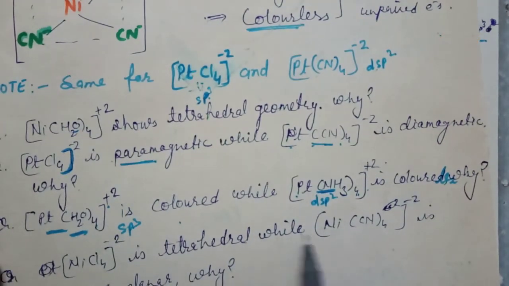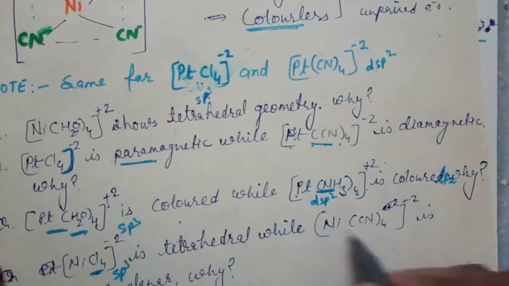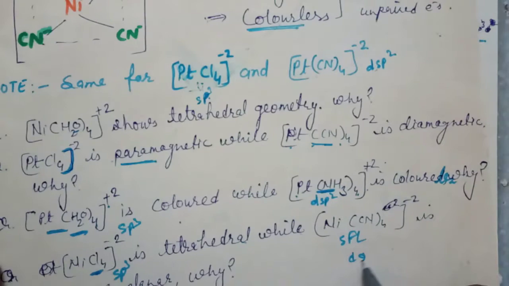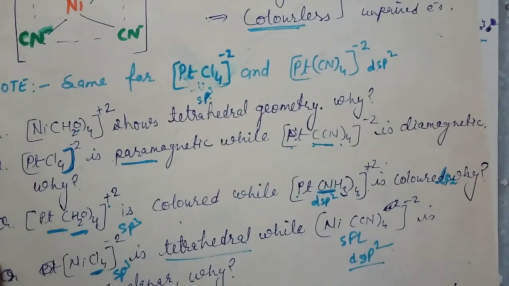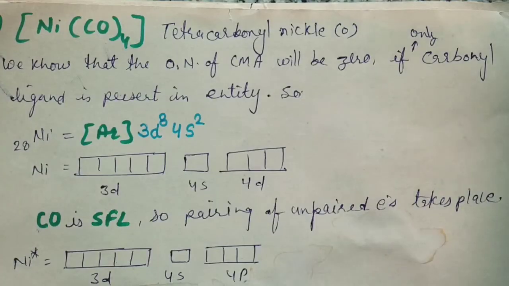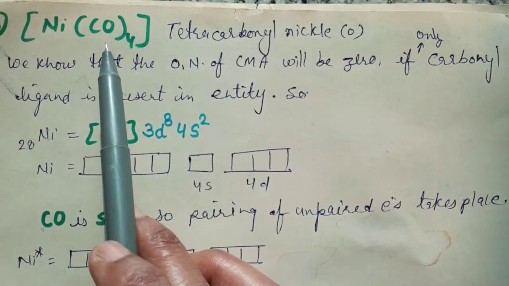NiCl4 is tetrahedral while Ni(CN)4 is square planar. Why? Same reason. Weak field ligand, sp3 hybridization; strong field ligand, dsp2 hybridization. According to hybridization, the geometry is depicted. Okay, example with only carbonyl ligand.